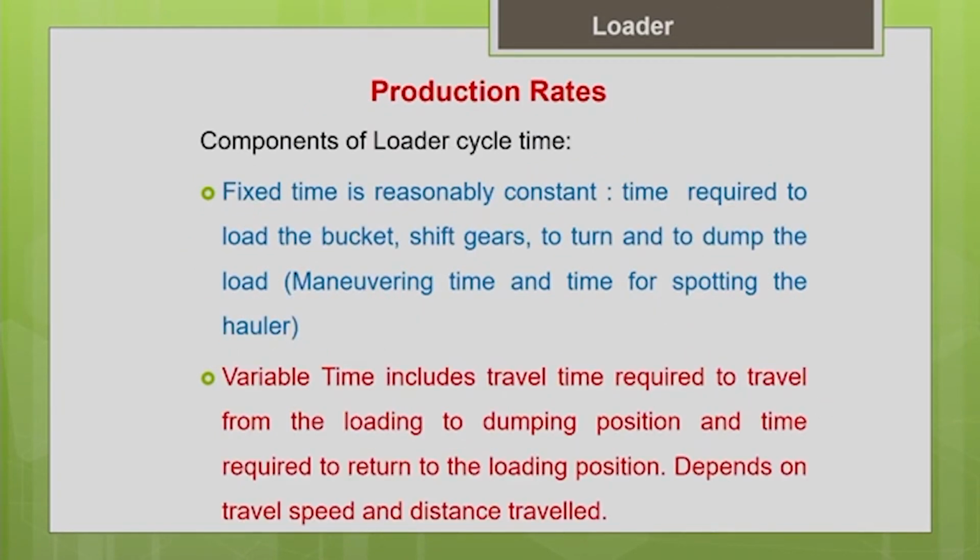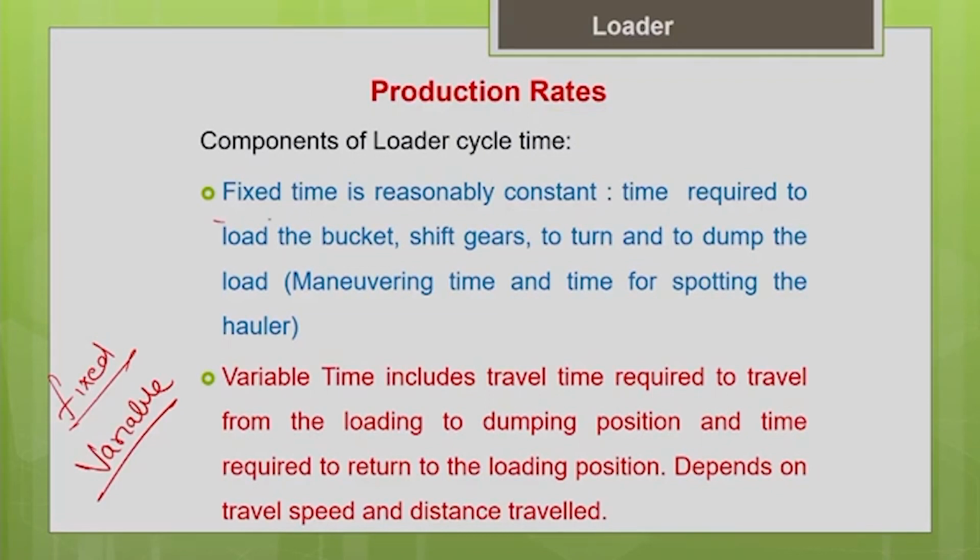Now, let us define the production cycle of the loader. What are all the components of the production cycle? As we discussed earlier, the same way we can split the production cycle time into two components. One is fixed time, the other one is variable time. The fixed time does not depend upon the haul distance. Say the time needed for loading, dumping, turning, maneuvering, changing gears, and also for spotting your truck. So, the loader has to spot the truck, then only you can dump the material. If the truck is not readily available, even that will increase your cycle time.